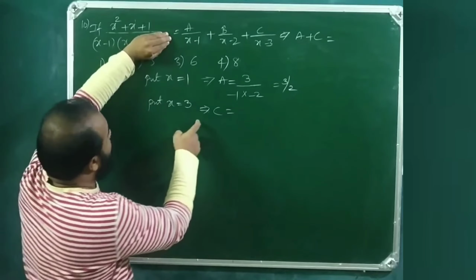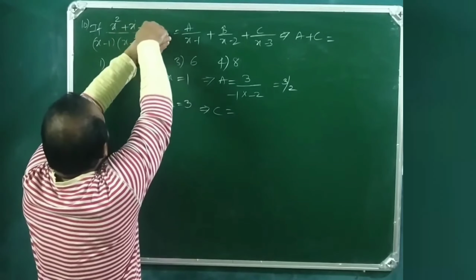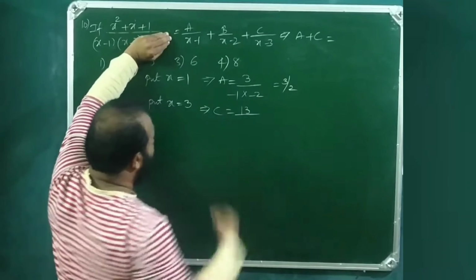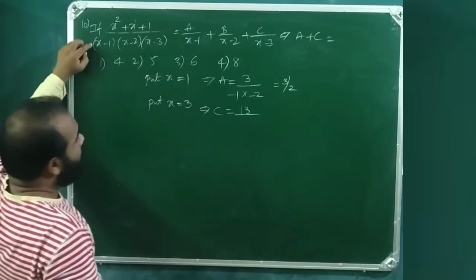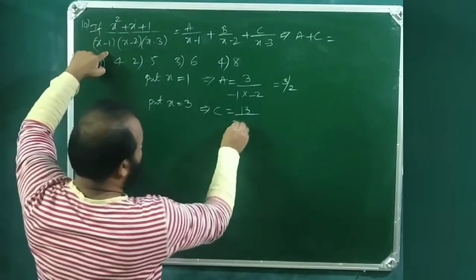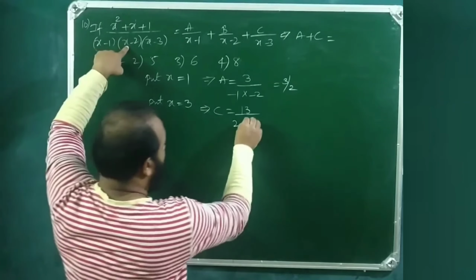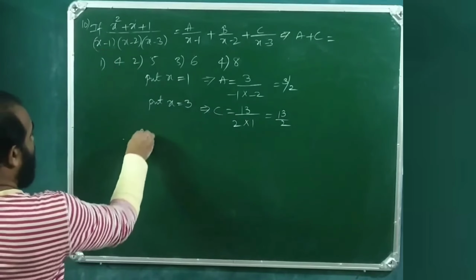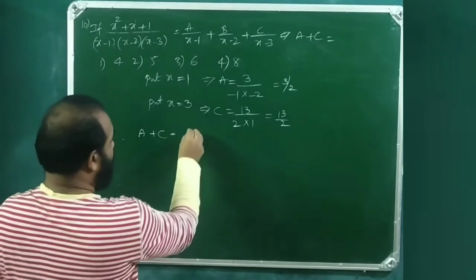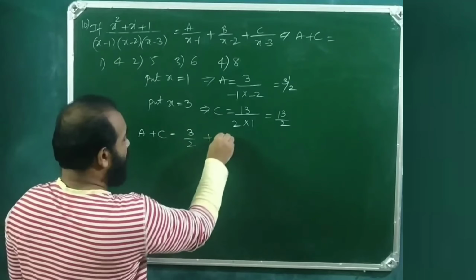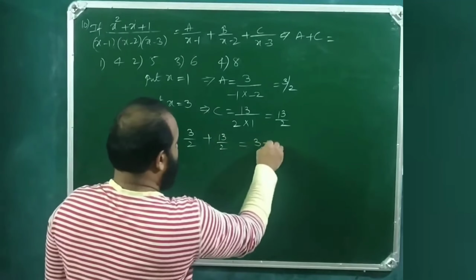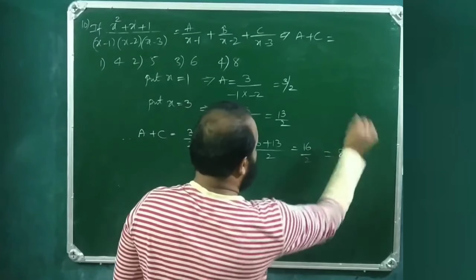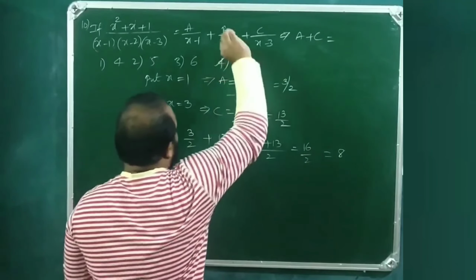So now 3 square is 9, 9 plus 1 is 10, 10 plus 3 is 13 by... 3 minus 1 is 2, 3 minus 2 is 1. So 13 by 2. Therefore a plus c is equal to 3 by 2 plus 13 by 2. 3 plus 13 is 16 by 2, which is equal to 8. The option number 4.